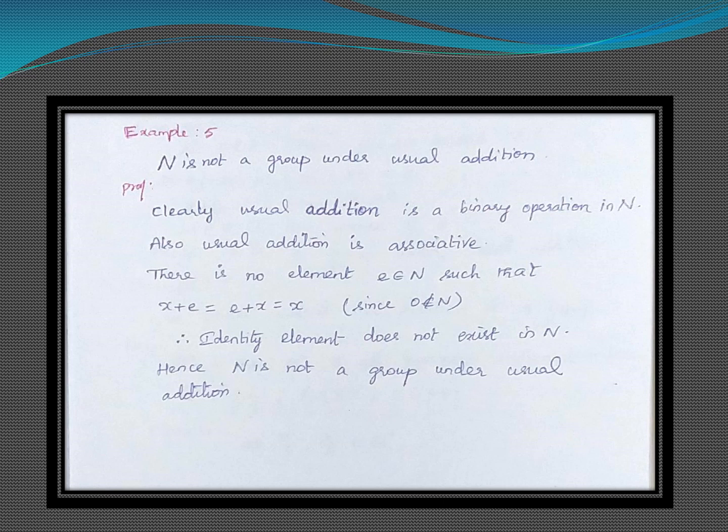But that element 0 does not belong to N because N is the set of all natural numbers. It starts from 1. Therefore, 0 does not belong to N. Then the identity element 0 does not exist in N. Therefore, N cannot contain the identity element. It does not satisfy the third property of the group. Therefore, this N cannot form a group. Hence, N is not a group under usual addition.